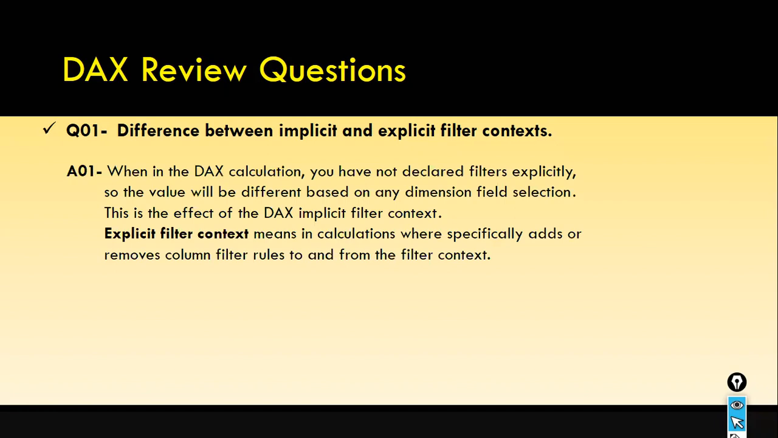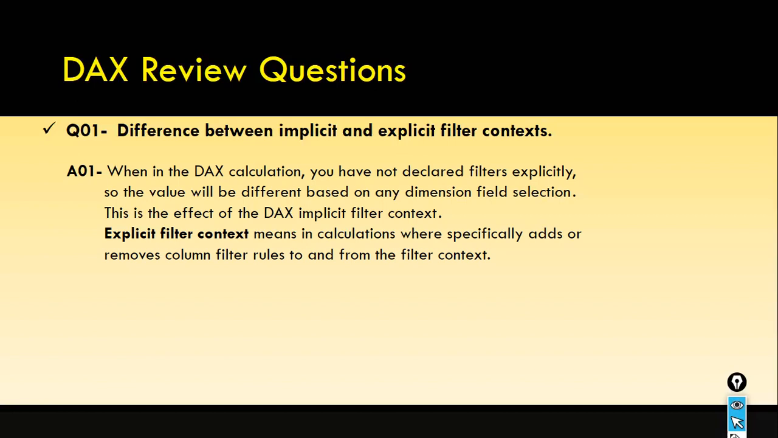When in the DAX calculation you have not declared filters explicitly, the value will be different based on any dimension field selection. This is the effect of DAX implicit filter context. You did not use any CALCULATE function, or programmatically, you did not do any filtering. That is your implicit filter context. The classic example is the pivot table, which is nothing but the matrix. The row and column filters are applied automatically, implicit filter.